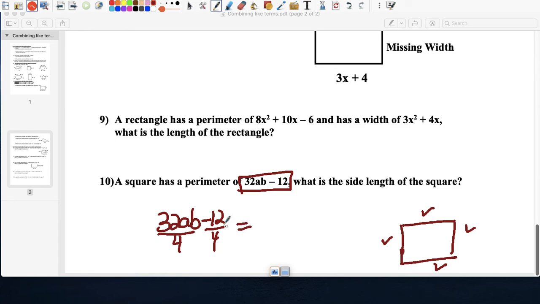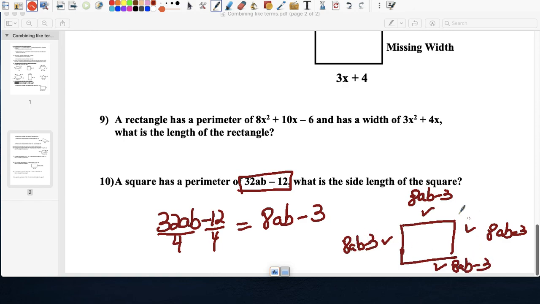If I divide that by 4, 32 divided by 4 is 8. Don't forget the ab. Minus 12 divided by 4 is 3. So this is 8ab minus 3. This is 8ab minus 3. And this is 8ab minus 3. And it makes sense, because if I were to ask you to add all four sides, would we get 32ab minus 12? Yes, we would.